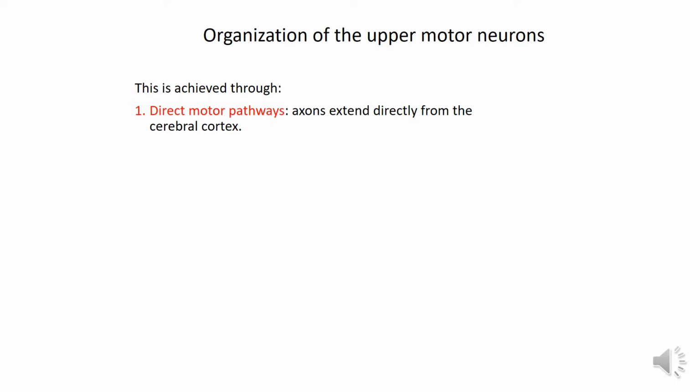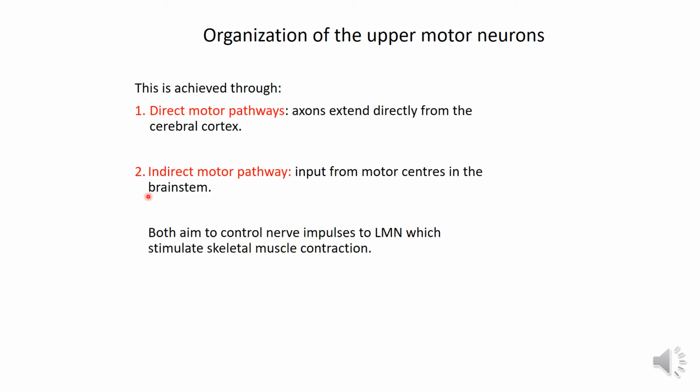Organization of the upper motor neuron. We have direct motor pathways, and we have indirect motor pathways. The direct motor pathway includes axons that extend directly from the cerebral cortex, and that is mainly the pyramidal tract or the corticobulbospinal tract.